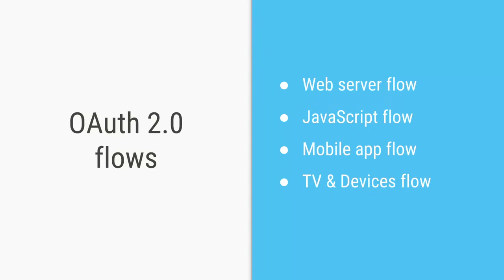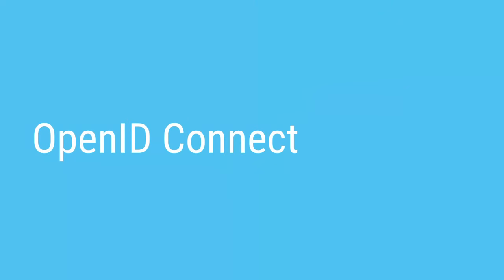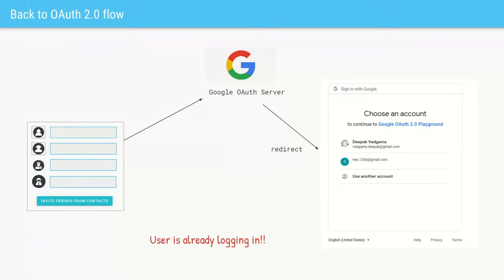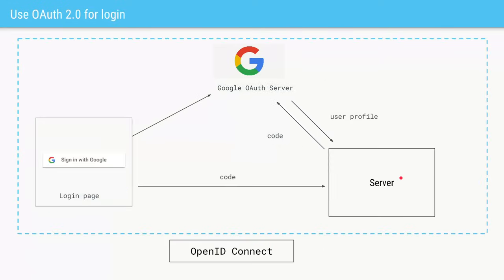So the flow that we spoke about is called a web server flow, but there are also other flows based on what kind of device you're running your UI on. And that brings us to OpenID Connect. So during the OAuth flow, the user has already selected a particular account or the user has already signed in to a particular account. The question is, can we use this process to get the user authenticated for our own application? So in that case, we will have to tweak the flow a little bit.